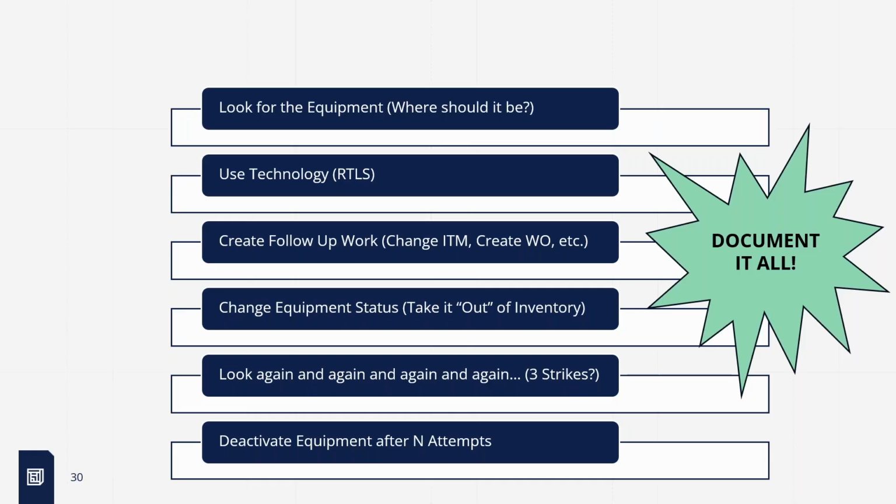I recommend creating a follow-up work. Do I need to? Is it a work order to change the ITM? Is it a work order to change the asset status? Can I do that automatically through my CMMS? But create follow-up work. If you're tracking it with work orders as your system of record of, I did something, I looked for it, I went to find it.